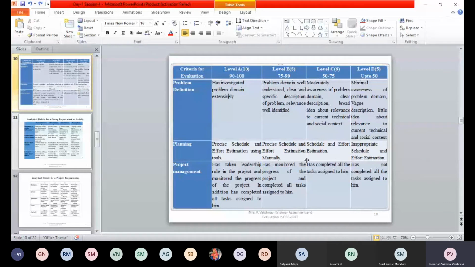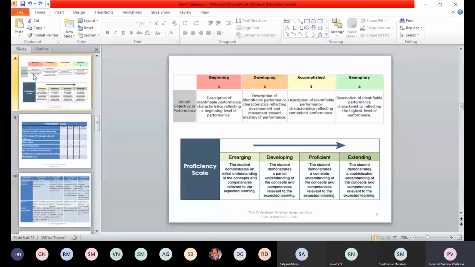Okay. So this is one rubric prepared for a project wherein I am judging students under level A, level B, level C, level D for problem definition. Now, when I want to call a particular student level A, this is the criteria I am checking for: he has investigated the problem domain extensively. Based on this, I am putting him into level A. Again, for planning, level A, B, C, D. So this is what we are seeing here.